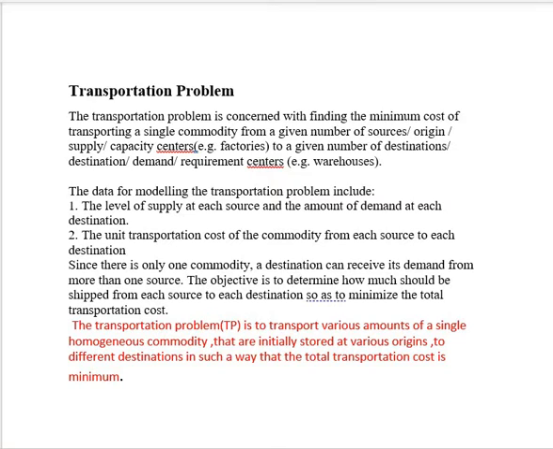It deals with the situation in which a commodity is transported from sources or origins to destinations. The objective is to determine the amounts transported from each origin to each destination that minimize the total transportation cost while satisfying both the supply limits and the demand requirements. The problem assumes that the transportation cost on a given route is directly proportional to the number of units transported on that route.